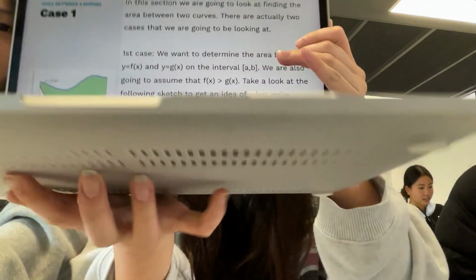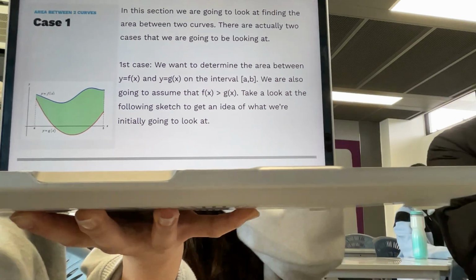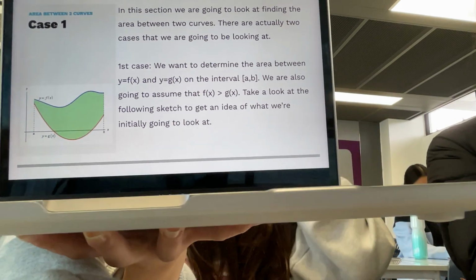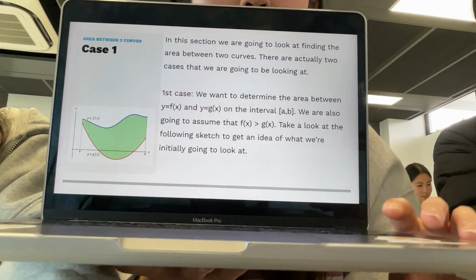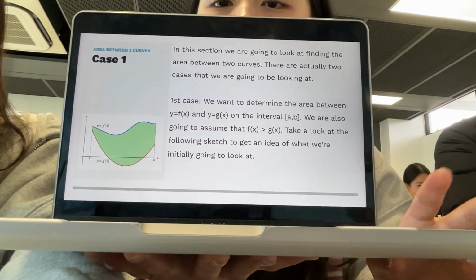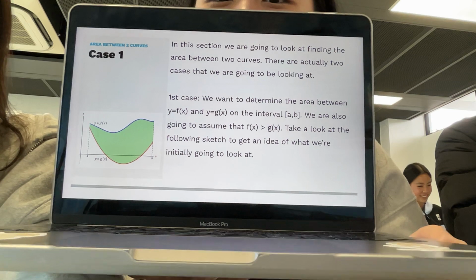Oops. So we will be looking at two cases. In this section, we are going to look at finding the area between two curves. There are actually two cases, and we will be looking at both of them.